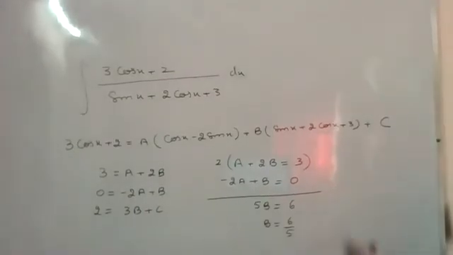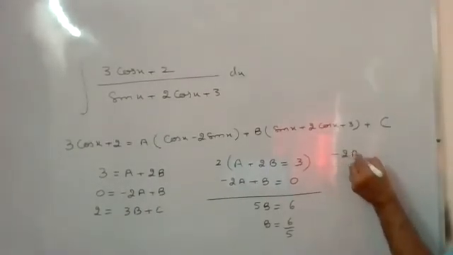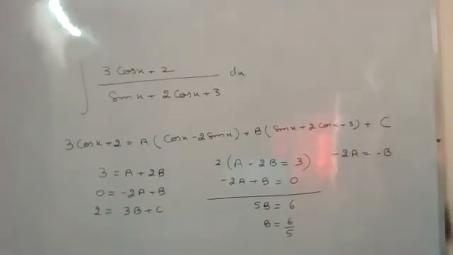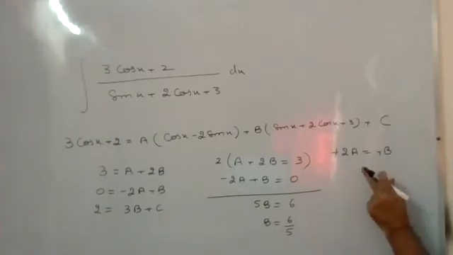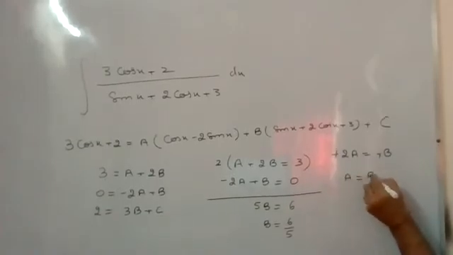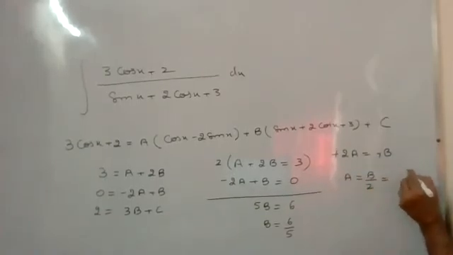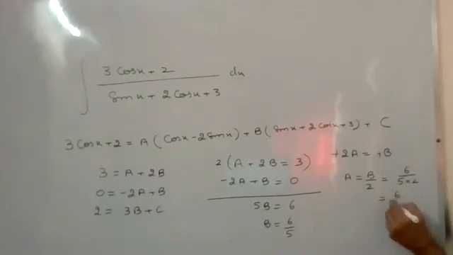If b is known, I can calculate a also. So 2a will be minus of b. Minus and minus cancel out, so I got A will be B by 2. B means what? 6 by 5 into 2. It comes 6 by 10. 6 by 10 means what it will be? 3 by 5.